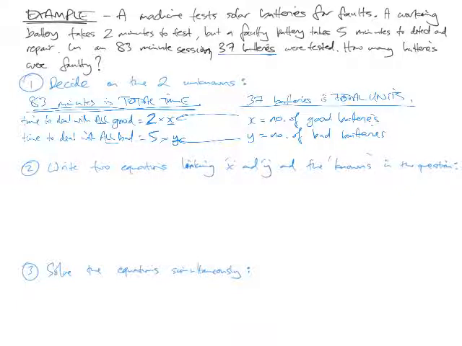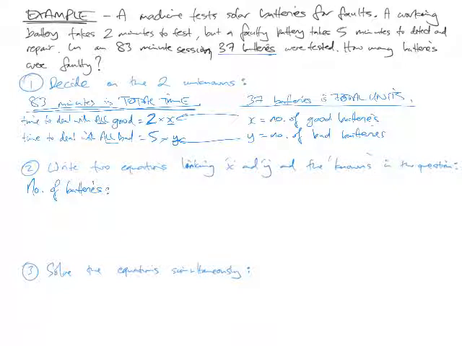So write two equations linking x and y and the knowns in the question. So we need to formally state how these relationships, the number of batteries and the time to deal with the batteries, link with the things that we know. We know the number of batteries tested, so the first relationship, the first equation, is to do with the number of batteries.